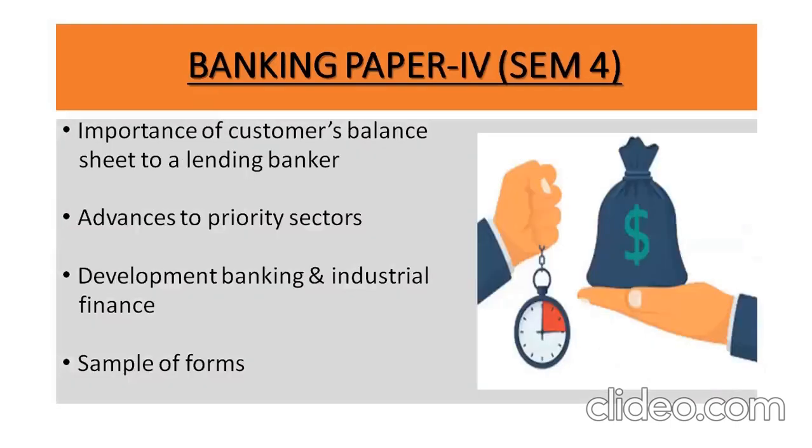While for banking paper 4 in second year BCom semester 4, the topics could be importance of customer's balance sheet to a lending banker. That is, a banker will have to analyze the assets and the liabilities of the customer before a loan is granted. Advances to priority sectors. It could be development banking and industrial finance, while drafting sample forms for loans to file a complaint or to carry on any kind of inquiry.